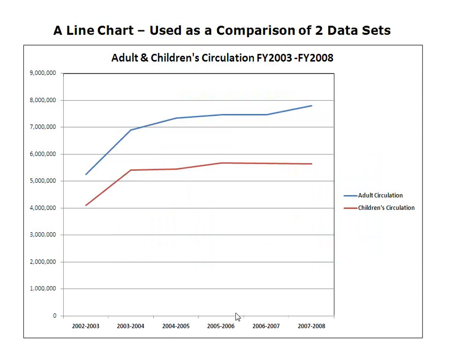Here's another line chart, and as I mentioned in that table, line charts can also be used as a comparison tool. You want to compare two data sets over time. They can correlate them and they can also compare them. So again, it stresses direction, a trend, but you can easily see from this that children's circulation over these 6 years has been leveling off, whereas the adult circulation continues to climb. I like this because it's very simple and you see it at a glance.